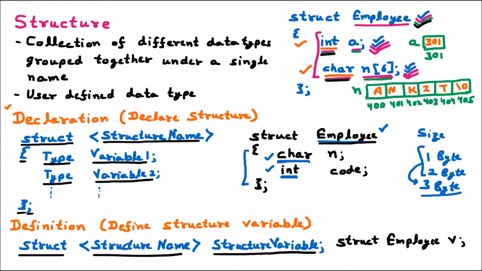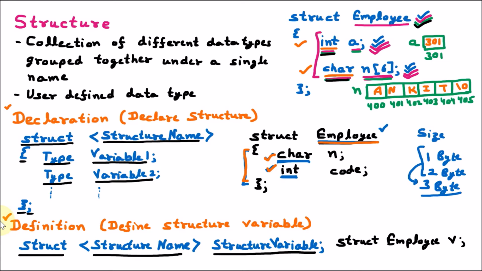That means we have taken some data types, let's say character and integer, combined them, and created a structure. Let's say the name is employee. Now, how to use that structure? To access that, we need to create the variable. Creating the variable is called definition. That means defining the structure variable.